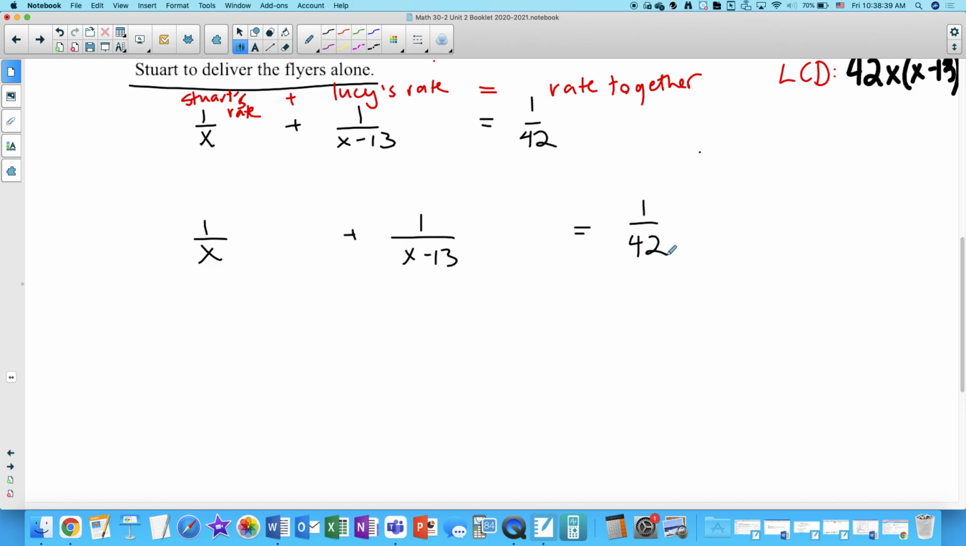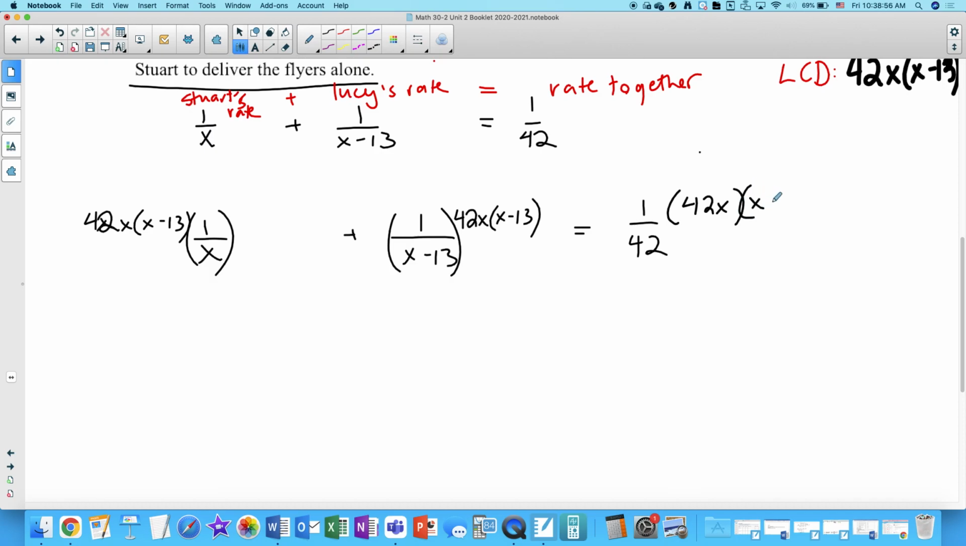And I'm going to multiply each term by 42x times x minus 13. Okay? And then all of my original denominators will cancel.